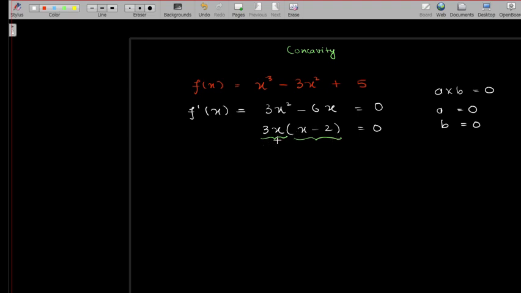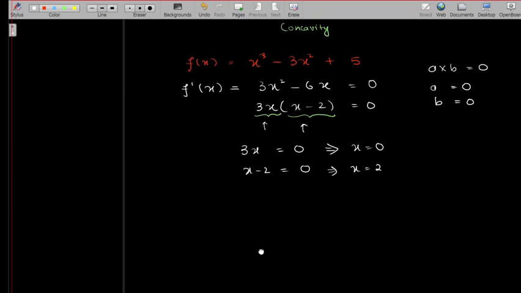Now you know there are two factors. This is the first factor 3x, this is another factor x minus 2. The product of these two factors is equal to 0. So either 3x will be equal to 0 or x minus 2 will be equal to 0. From the first equation we get x is equal to 0, and from the second equation we get x is equal to 2. So we have the two critical points, and what do we do next?